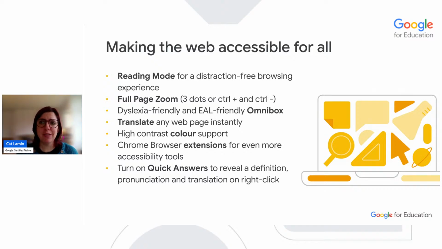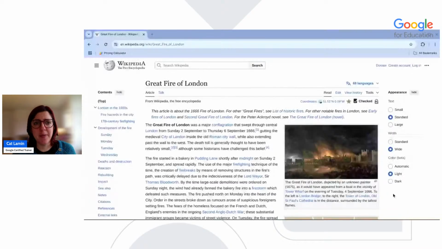Now I'm going to hop over to my screen because I want to show you reading mode. So I'll show you here, this is my Chrome browser. And I've got a page about the Great Fire of London, which to me is quite overwhelming.